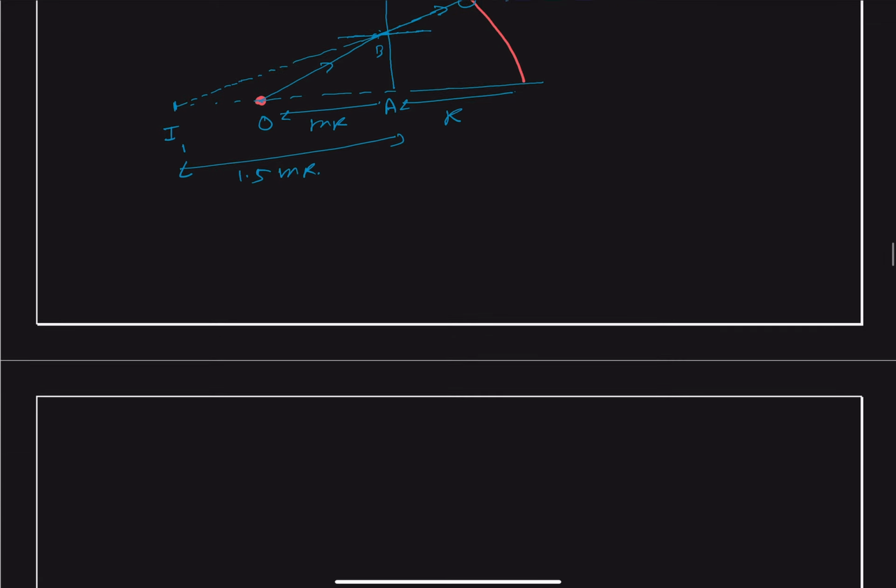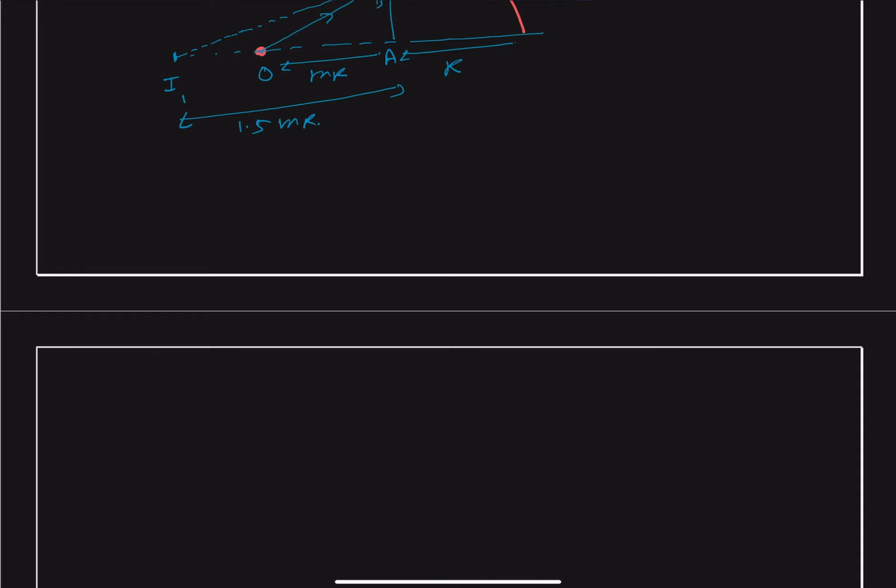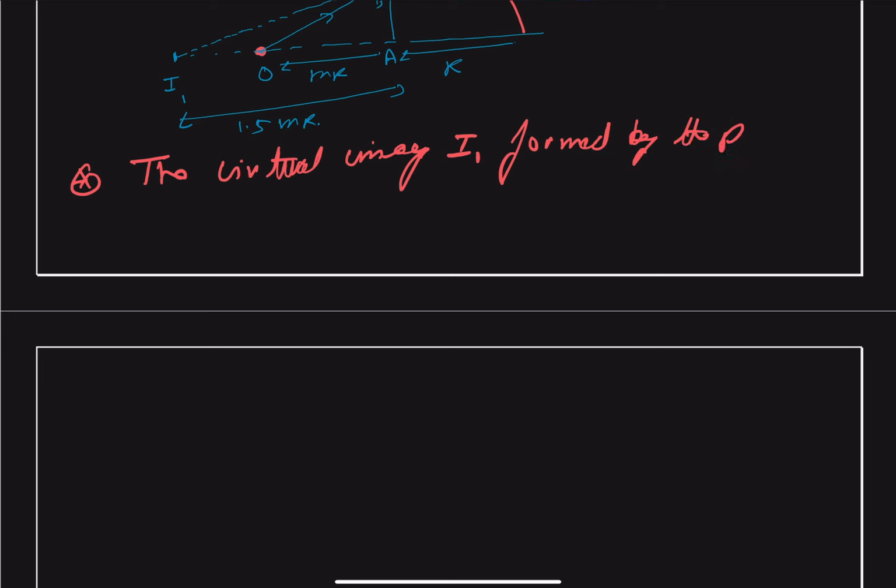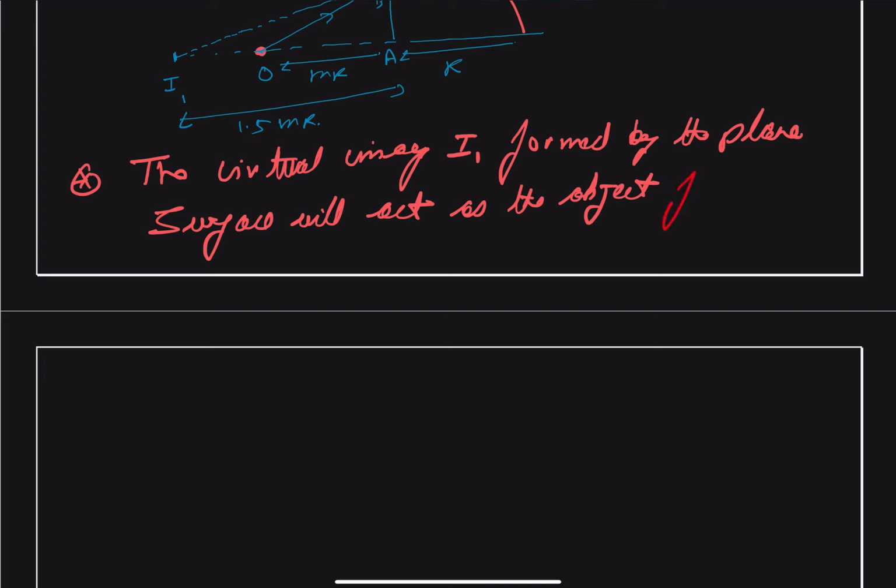So we can say the virtual image I1 formed by the plane surface will act as the object for the curved surface.